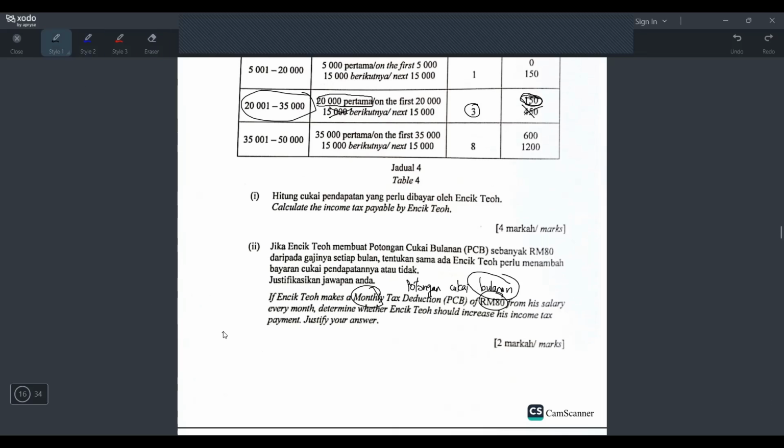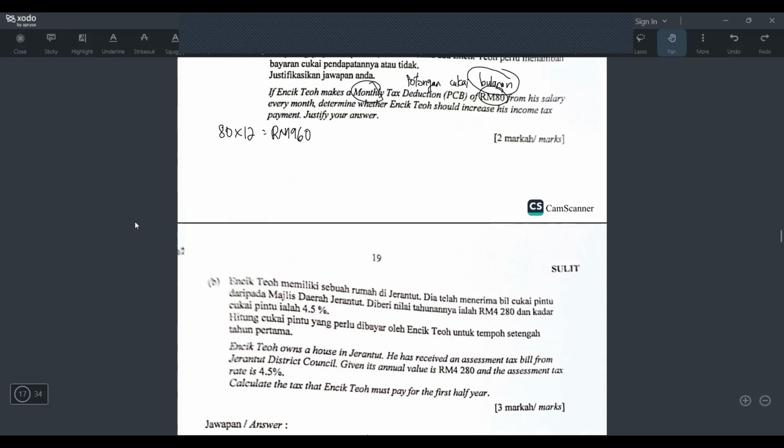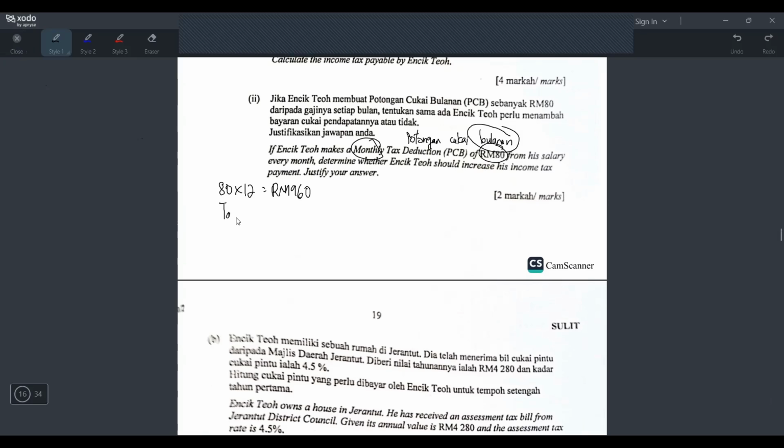So the PCB, which is 80, you have to times 12 first, no matter what. So you will get RM 960. And then you compare this 960 with your cukai perlu dibayar, which is how many just now? 118.1. So that is your tax. Okay, RM 118.1.